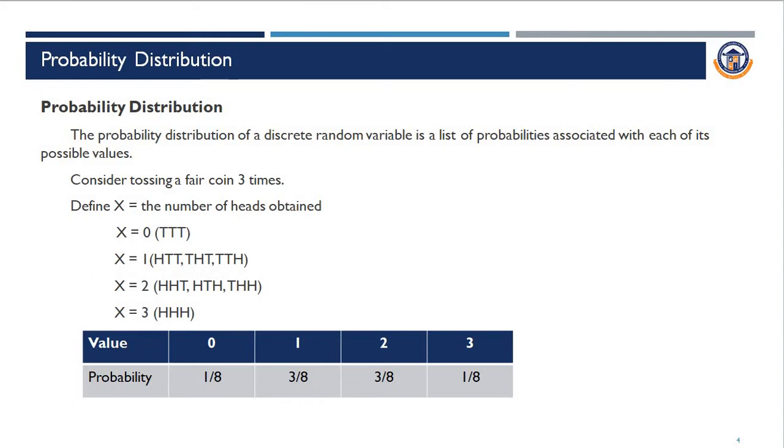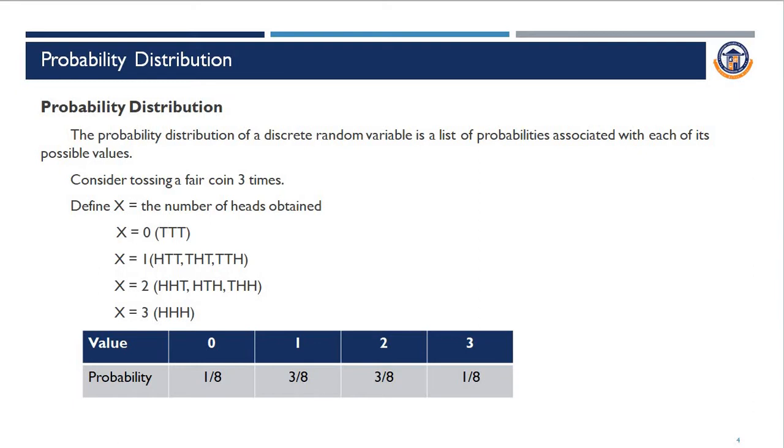Suppose tossing a coin 3 times we get only one head, the possibilities are head, tail, tail; tail, head, tail; tail, tail, head. Here the corresponding x value is 1 because in each case the head occurs one time. The next option is tossing a coin 3 times, we get 2 heads. The possibilities are head, head, tail; head, tail, head; tail, head, head. So x value is 2.